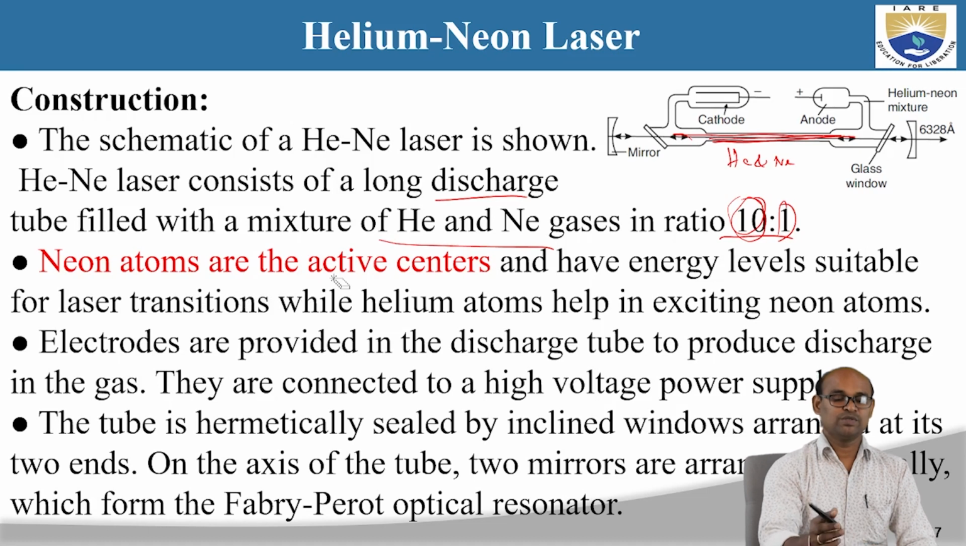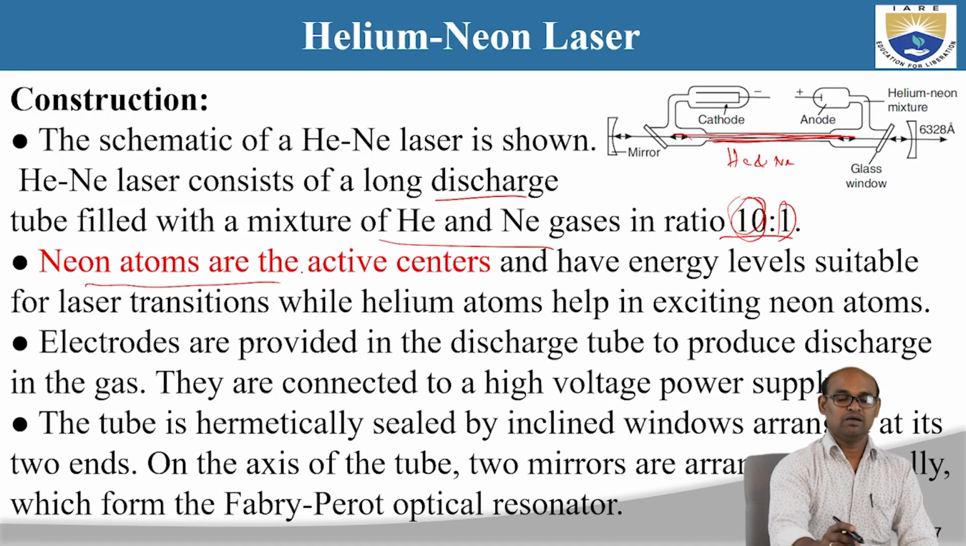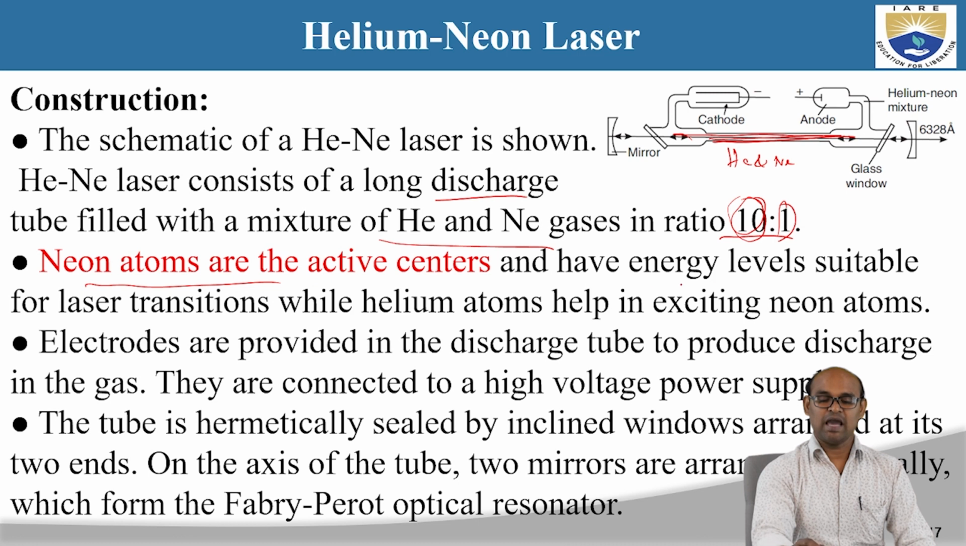Neon atoms are the active centers and have energy levels suitable for laser transitions, while helium atoms help in exciting the neon atoms. So in the active medium, the host material is helium gas and the active centers are the neon atoms. For every 10 helium atoms, there is one neon atom.